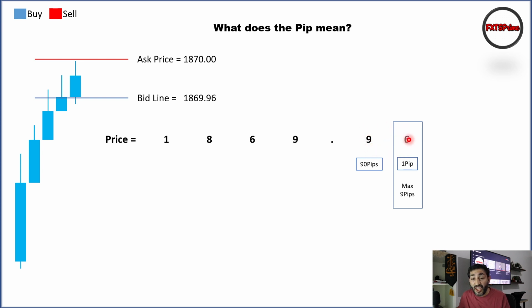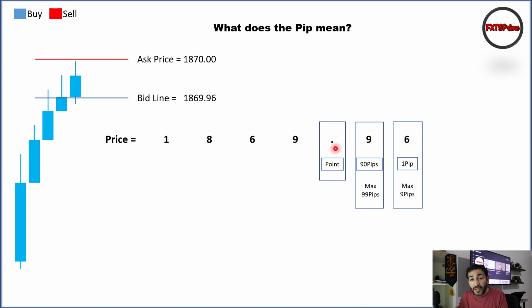So if the 6 changes to 9, and then converts to 0, which is 10 pips, then the next number will change. This number means 90 pips, and it is an increment of 10 pips. So every 10 pips, this number will change. The 10 pips is taken from this number. However, the maximum number of pips these two digits can reach is 99 pips. So they can be 0 up to 99 pips.